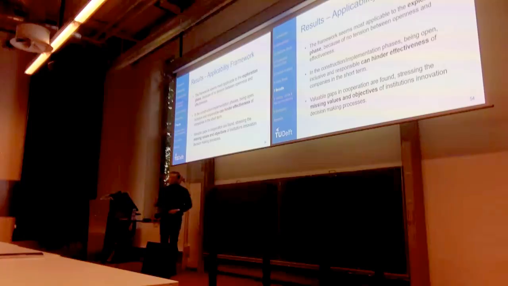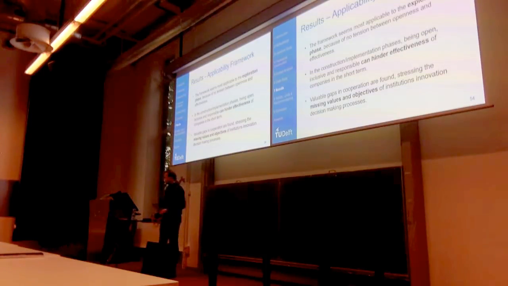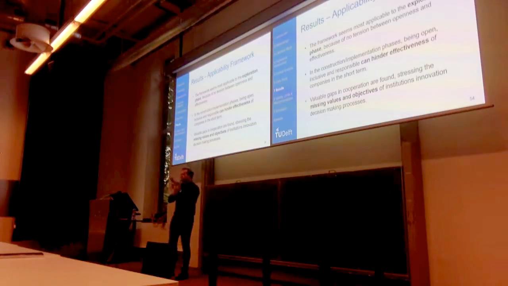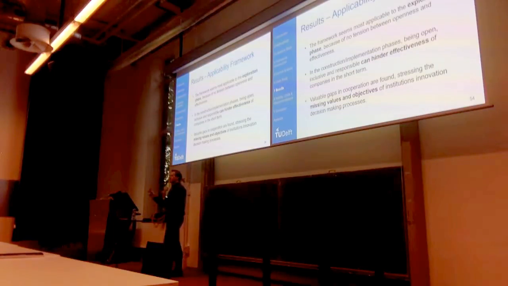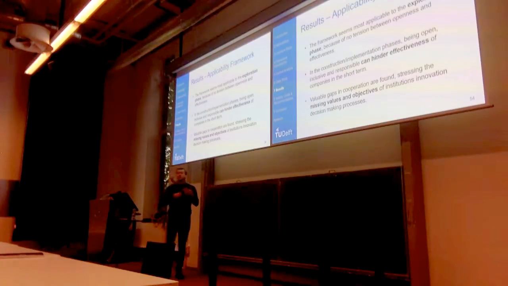And also part of the results is actually the applicability of the framework, because the main question is about the framework, not about the responsibility of the system. So how well could the framework be used? When we look at the 3 phases, the exploration phase seems the one that's most applicable to use the framework in. Why? Because if you remember, I told you that there's a tension between the openness and the effectiveness of an organization. In the exploration phase, the openness is actually something that is required.